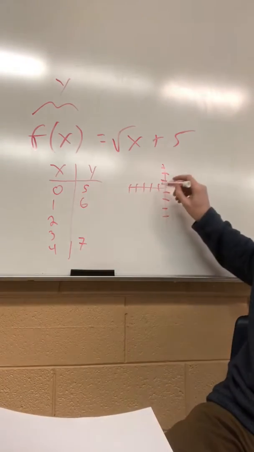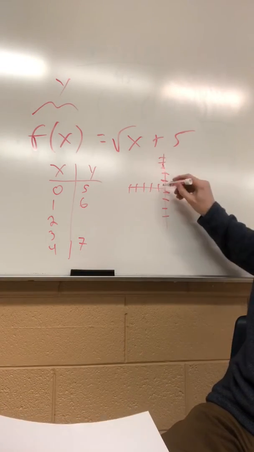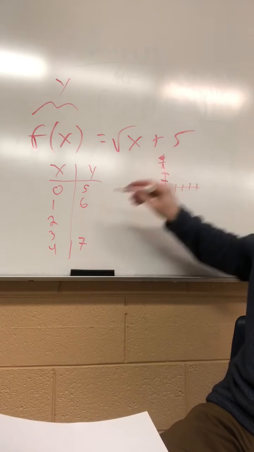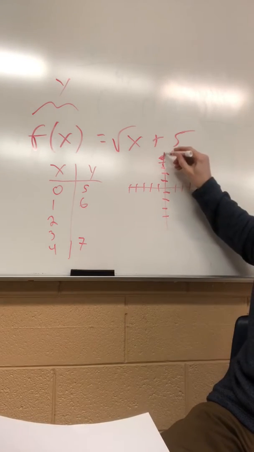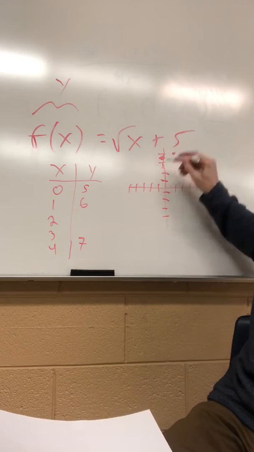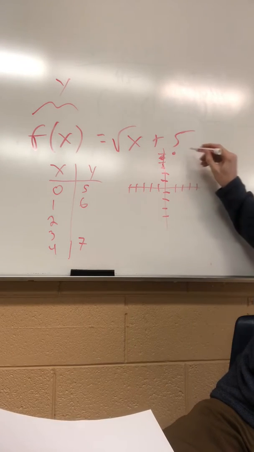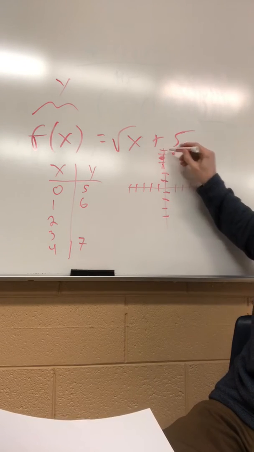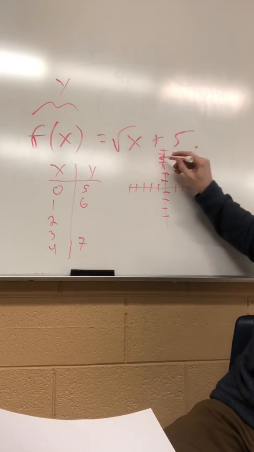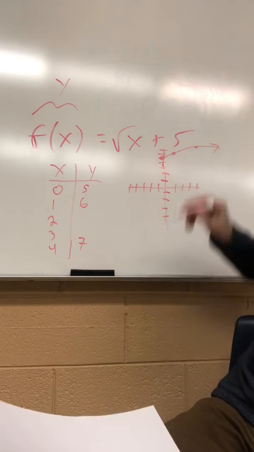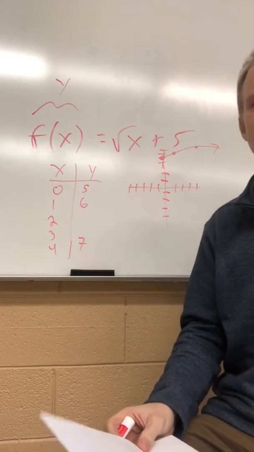So we got 0, 5. That is going to be up here. 1, 6. That's going to be up here. And 4, 7 is going to put me right here, connecting the dots, and we get our graph.